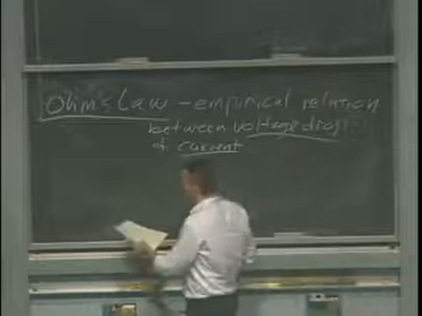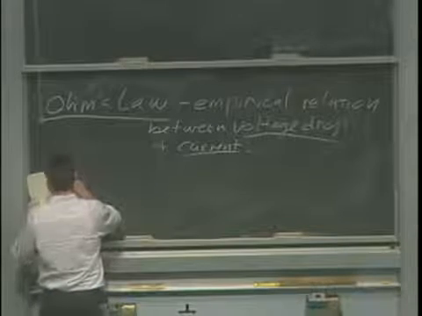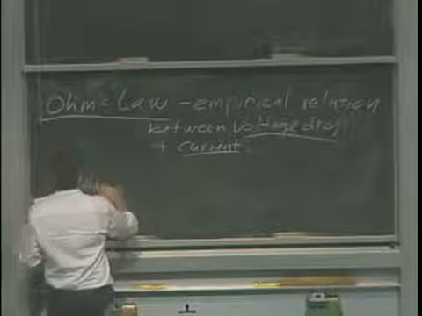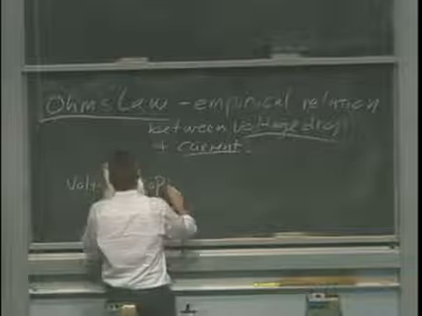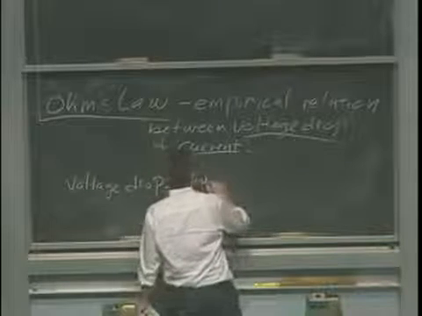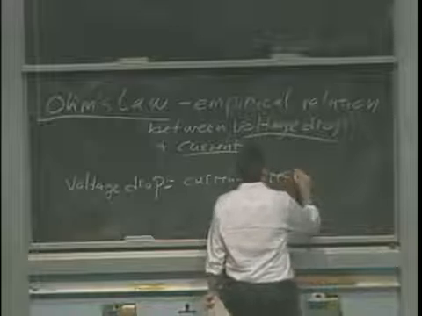So Ohm's law, very simple, just tells us that the voltage drop is equal to the current times the resistance.